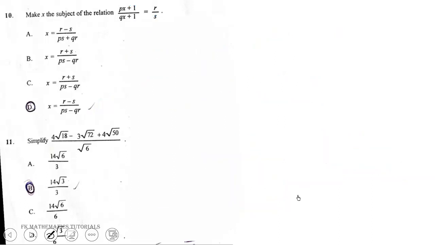We are supposed to simplify 4 root 18 minus 3 root 72 plus 4 root 50. You can quickly use your calculator to evaluate this to get your final answer. But let's see how we can do that.